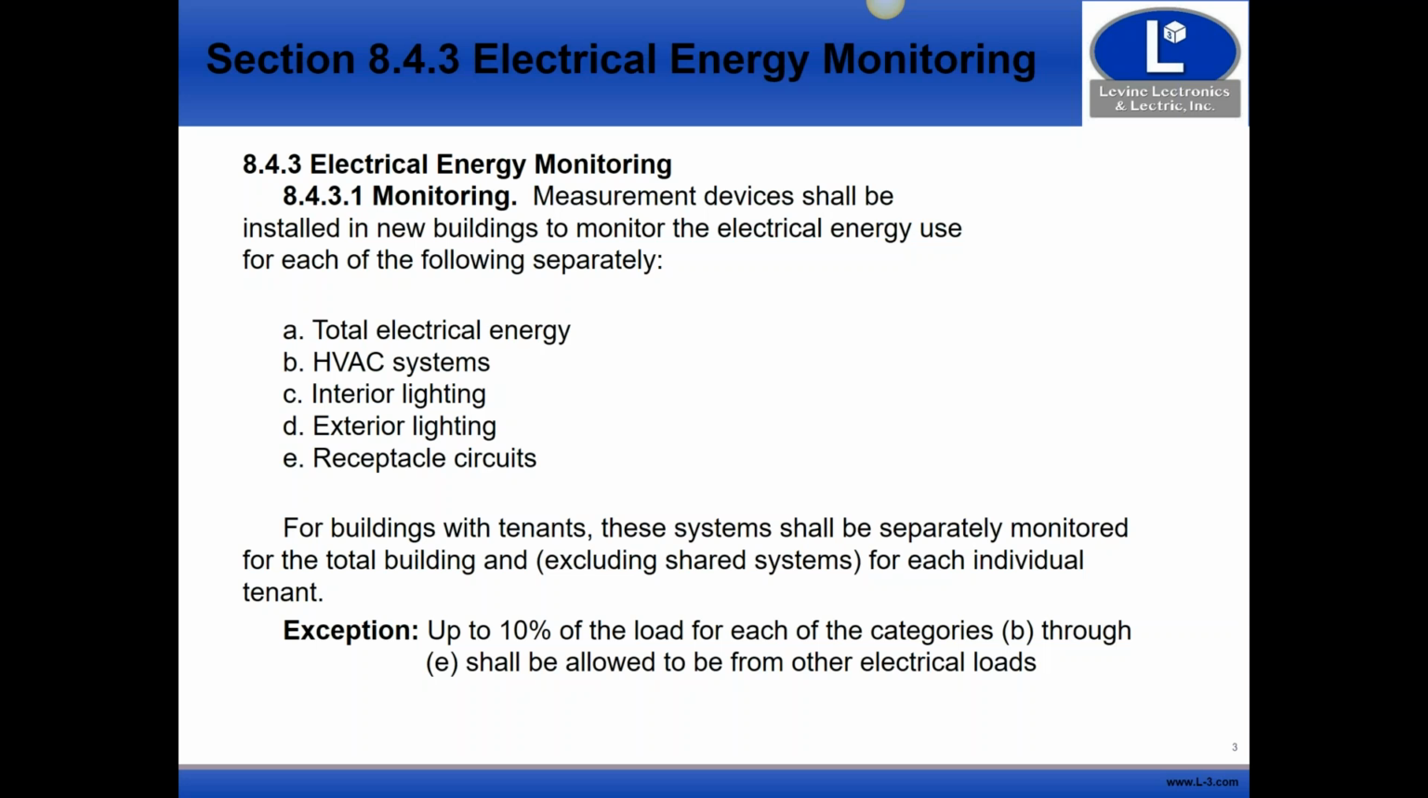Below, you see there's an exception that when you have all these different loads on these panels, up to 10% of the load for each category outside of total electrical energy can be from other electrical loads. So it's not 100% separation. For instance, if you have one panel that you're monitoring and it's all HVAC, but for some reason you've got some parking lot lights on that panel, as long as it's less than 10% of the total capacity of that panel, then you're still within the regulations.